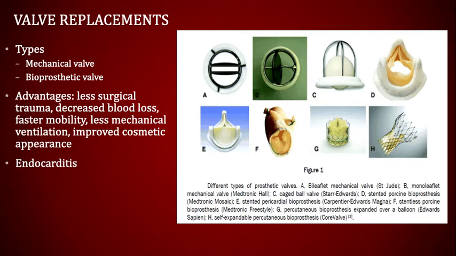So you have mechanical valves and bioprosthetic valves. Some of the disadvantages or risk factors for the valves are development of thrombi or emboli. So the client is going to need lifelong anticoagulation therapy when they have their valve replaced.